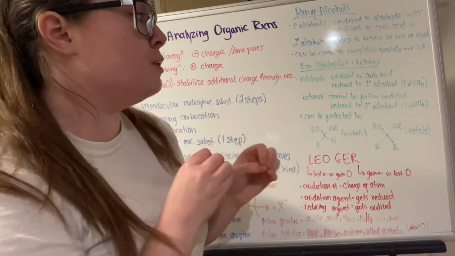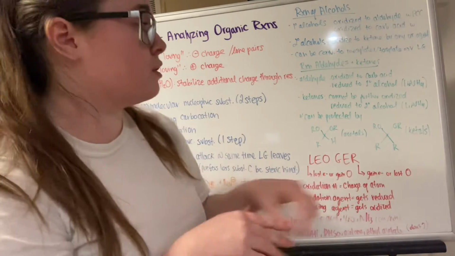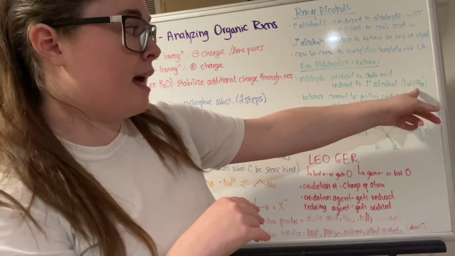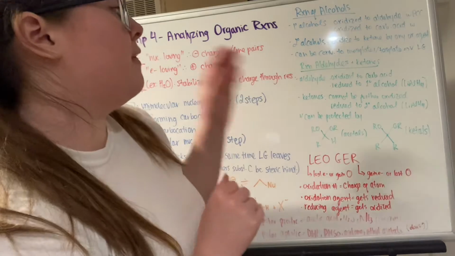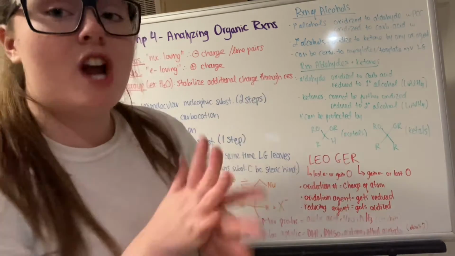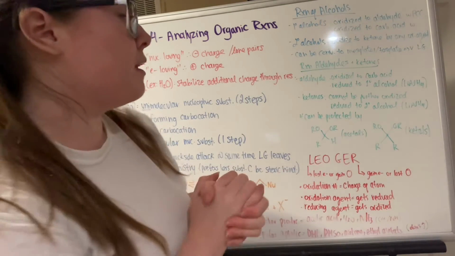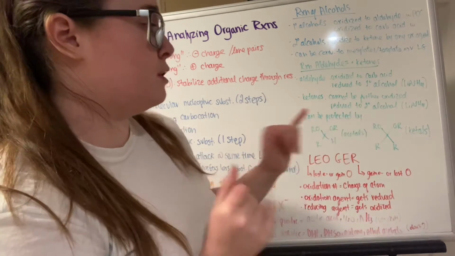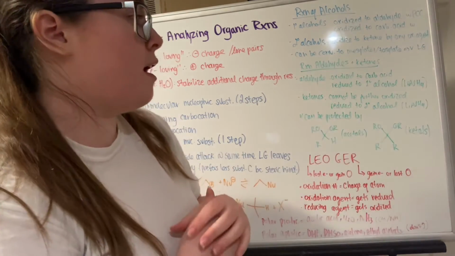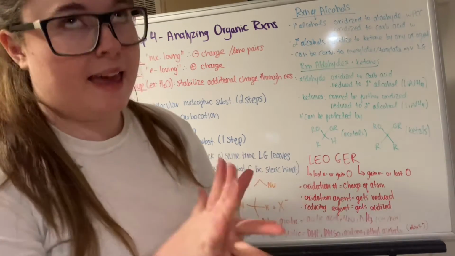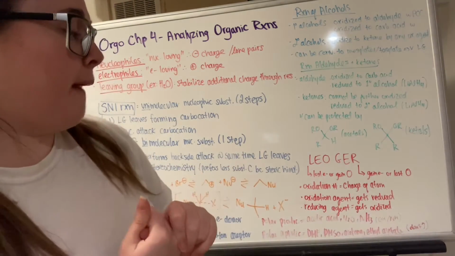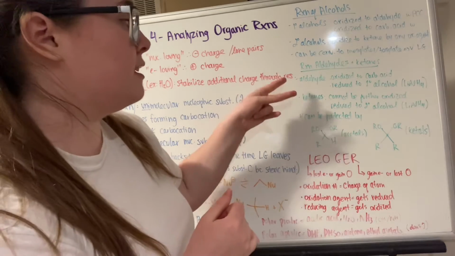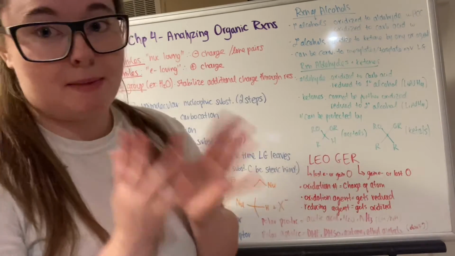Aldehydes can be reduced to primary alcohols using LiAlH4. Then we have ketones that cannot be further oxidized, and they can be reduced to secondary alcohols using the LiAlH4 reagent, okay? So for me, this is something I definitely had to memorize.